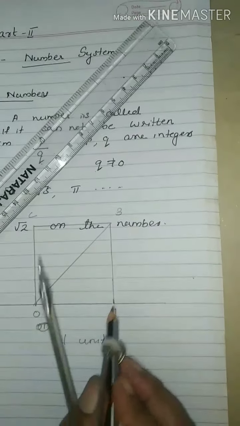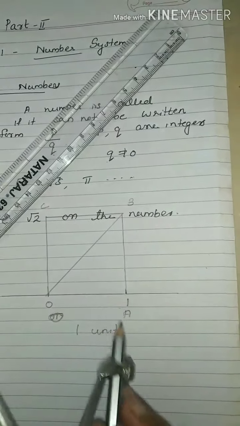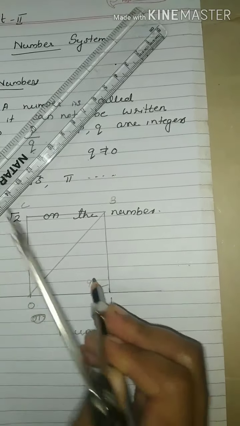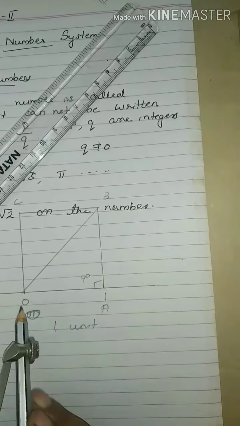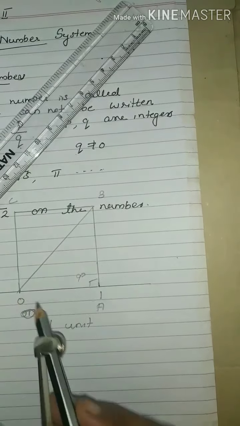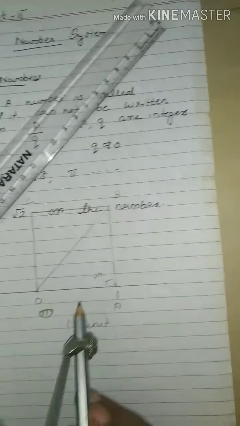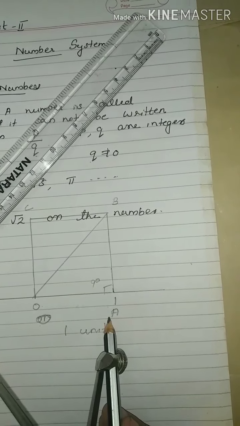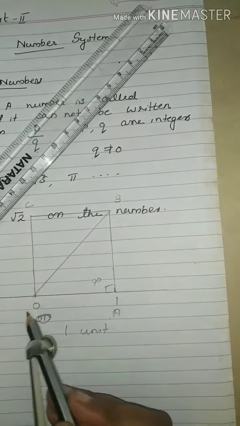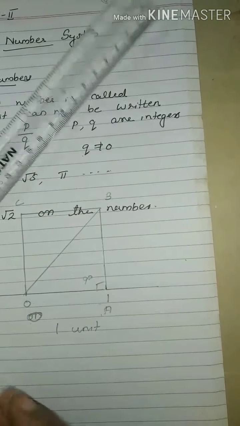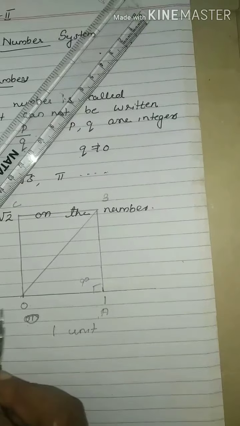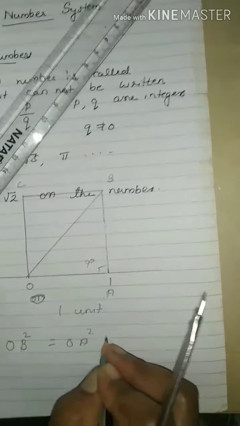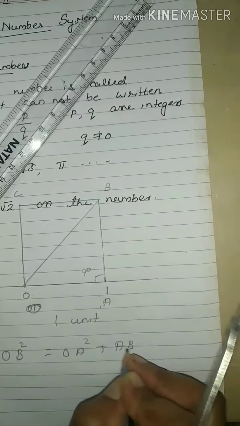See, this is a right angled triangle. OAB is a right angled triangle. This angle is 90 degrees. According to the Pythagoras theorem, the square of the hypotenuse is the sum of the squares of these two sides. That is, OB square is equal to OA square plus AB square.